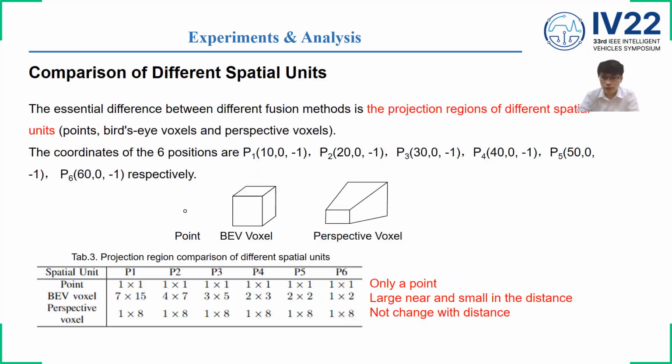The difference between fusion methods is the difference between projected regions of spatial units. We analyze the projection results of different spatial units by comparing the sizes of the projection regions. We select 6 projections P1 to P6 whose distance becomes farther in turn. As shown in Table 3, the point projection region is too small, and the voxel projection region is large near and small far. If the region is too large, background information will interfere, and if the region is too small, some information will be lost. Only the projection region of perspective voxel is moderate in size and not affected by distance, indicating that perspective voxel projection can obtain accurate and complete semantic information.